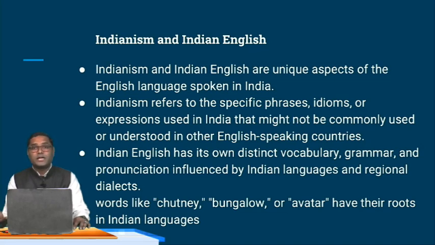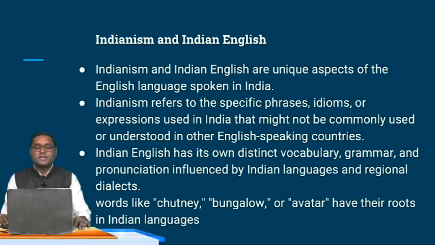As well as if we ask the name to someone, we say, what is your good name? So there is no such a good name, there is only a name. So instead of asking what is your name, Indians most of the time you find they ask what is your good name. So this is we call as a Indianism in Indian English.